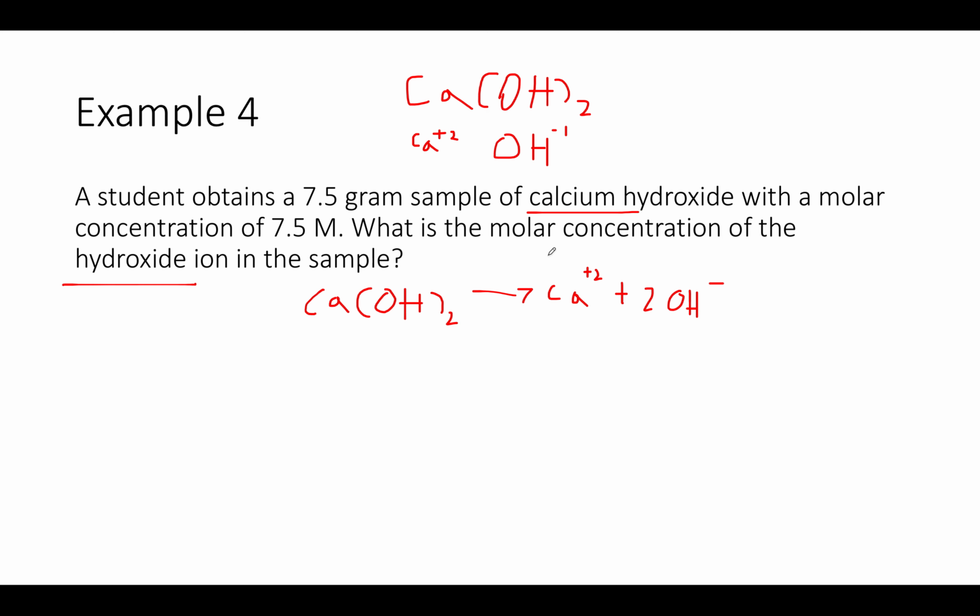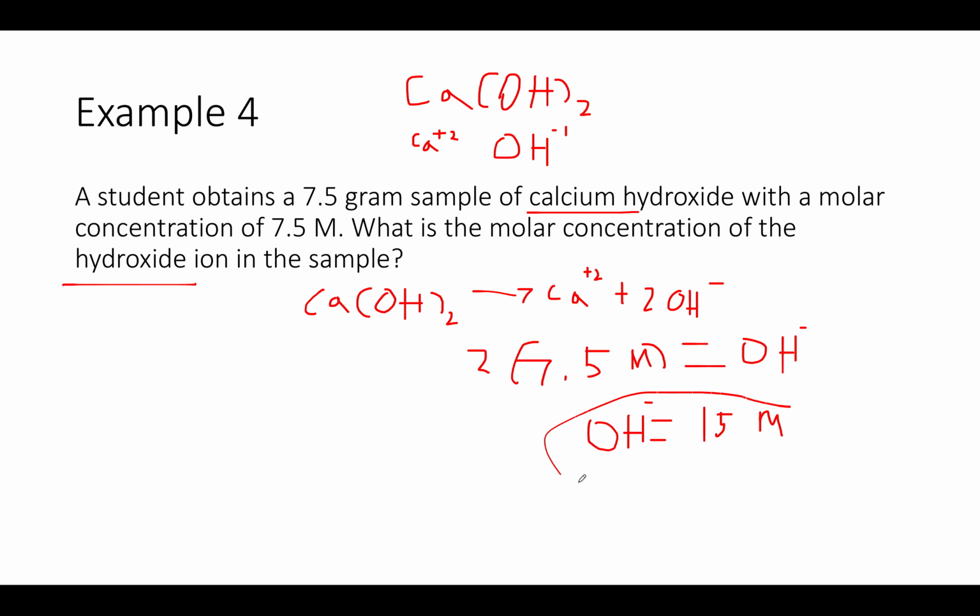So if you're looking for the hydroxide ion concentration in the sample, you need to take the 7.5 molar. You have 7.5 grams of the sample and it's 7.5 molar, and you need to multiply it by 2 to get the OH concentration, because you have 2 moles of hydroxide per every 1 mole of calcium hydroxide. So the molar concentration of the hydroxide ion is 15 molar, 7.5 times 2. And that's the final answer.